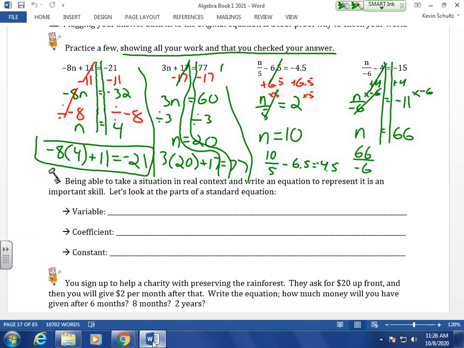(66) divided by negative 6, checking this now, equals negative 11. And negative 11 minus 4 equals negative 15. Okay.